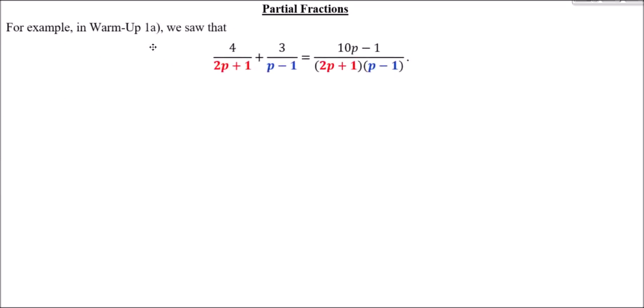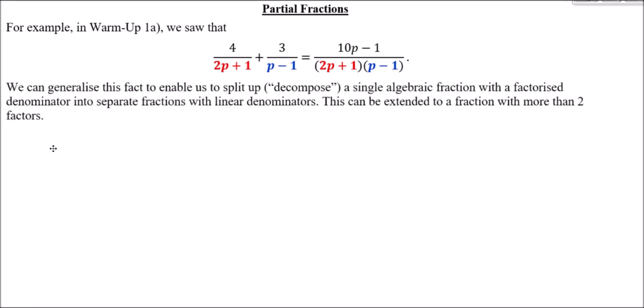So for example, in warm-up 1A, we saw that adding these two algebraic fractions together with denominators 2p plus 1 and p minus 1, those exact same denominators appear in the single algebraic fraction. So this one plus that one, again, appear here and there. And actually, this will always be the case. Because that will always be the case, we can now generalize this fact to enable us to split up, another word for that is decompose, a single algebraic fraction with a factorized denominator into separate fractions with linear denominators. And again, this can be extended to a fraction with more than two factors.